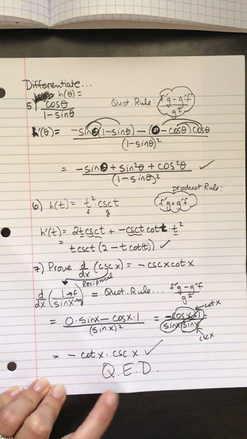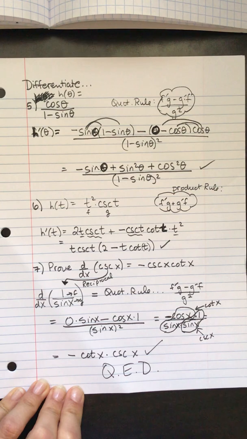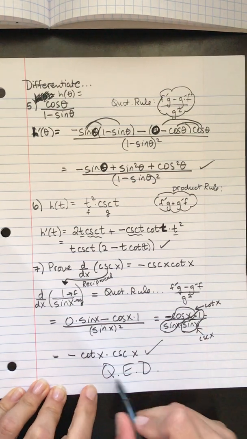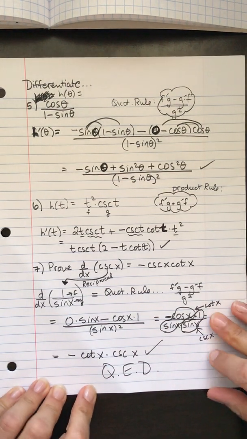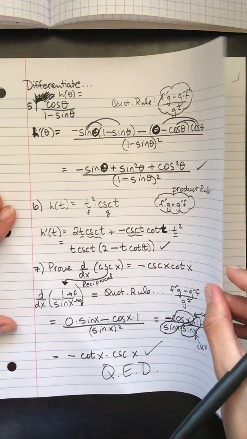What does QED mean? QED means quod erat demonstratum. It is a Latin phrase that means it has been demonstrated. So at the end of proofs, mathematicians put QED. All right, I've got just a few more. Let's see.